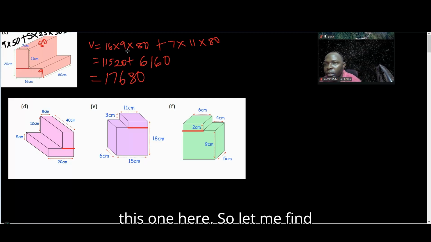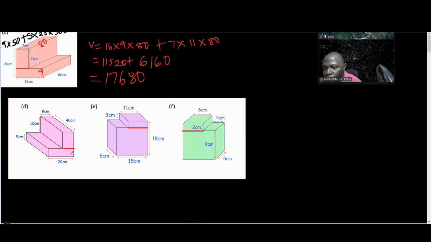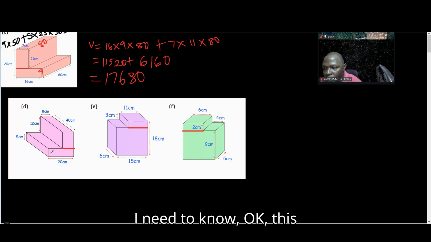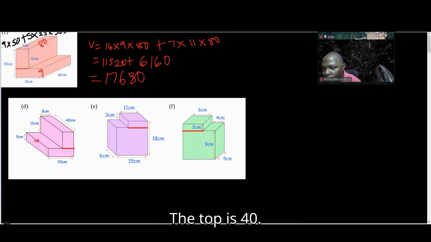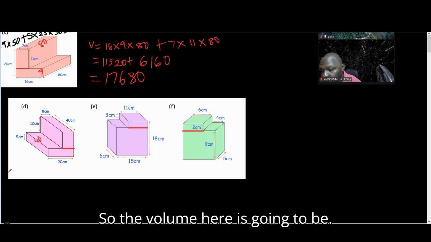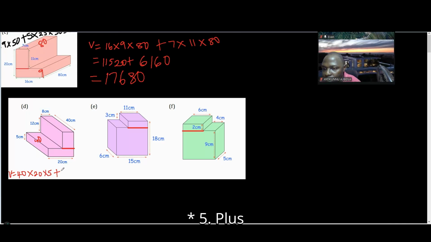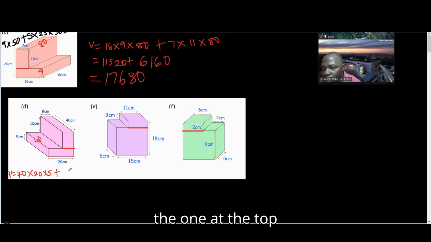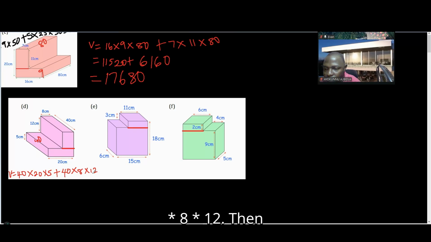So let me find the missing size here. Since I need to know, okay, this is 5 here. We have 40 since the top is 40. So the volume here is going to be 40 times 20 times 5 plus the one at the top, which is 48 and 12. 40 times 8 times 12.